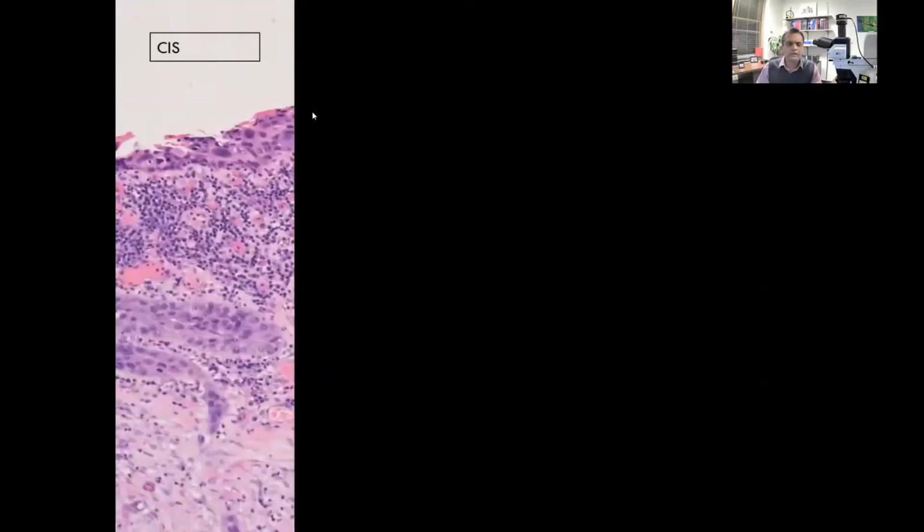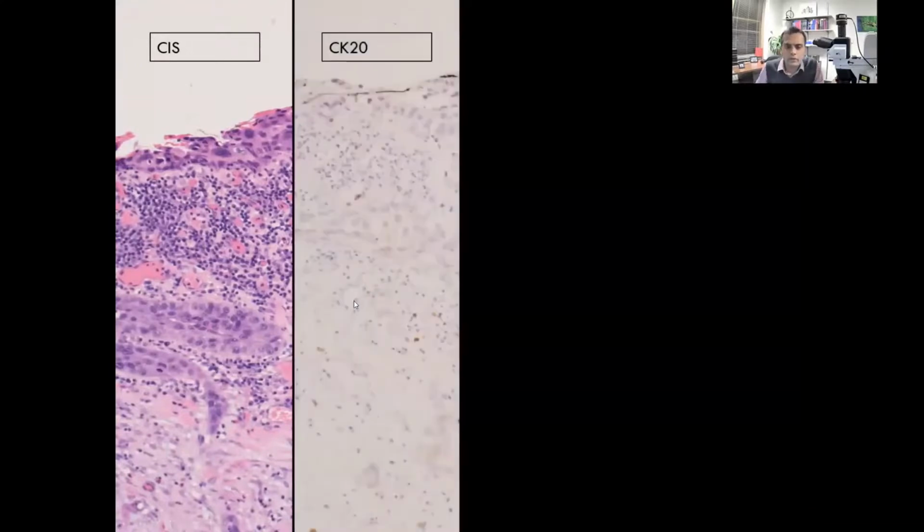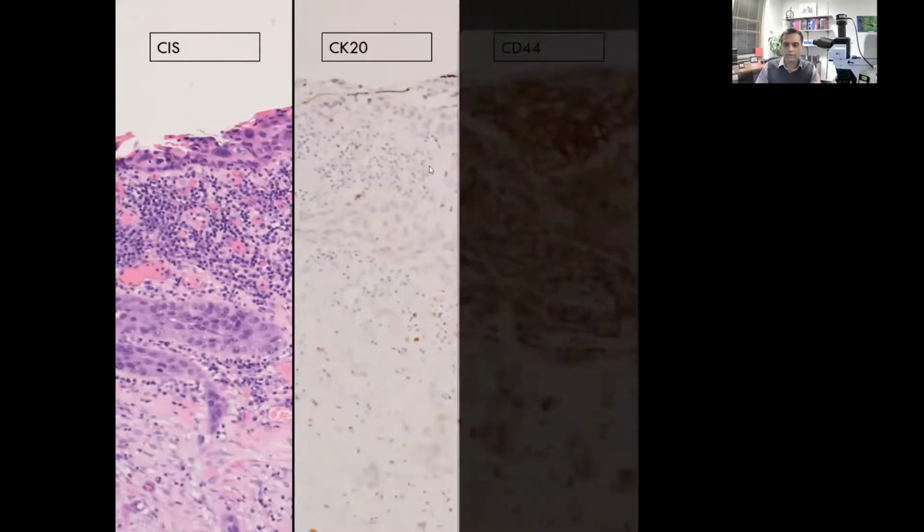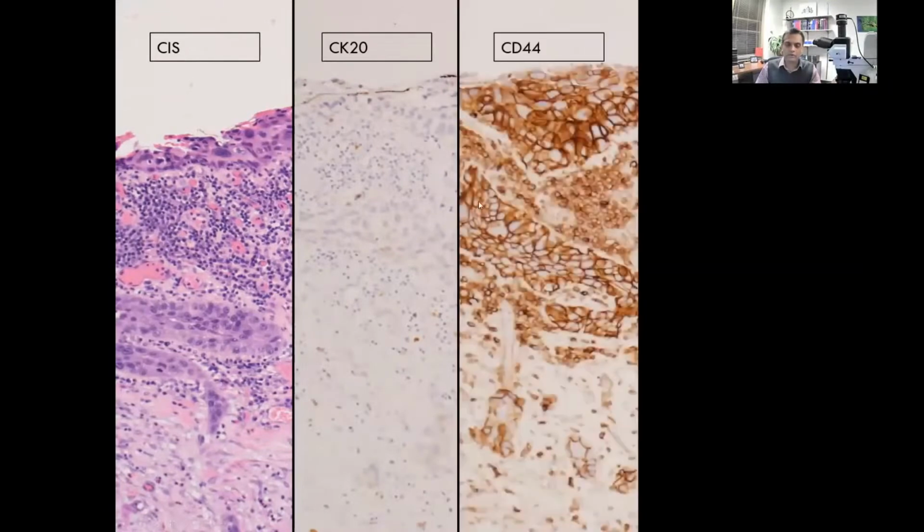So in this case, again, you see clear-cut CIS in the top, high degree of anaplasia, and there is also some invasive carcinoma here into the stroma, right? So what does CK20 show over here? So we expect CK20 to be full thickness positive in CIS. But instead, in this case, you can see there's hardly any or no staining for CK20. So that's negative. And what about CD44?